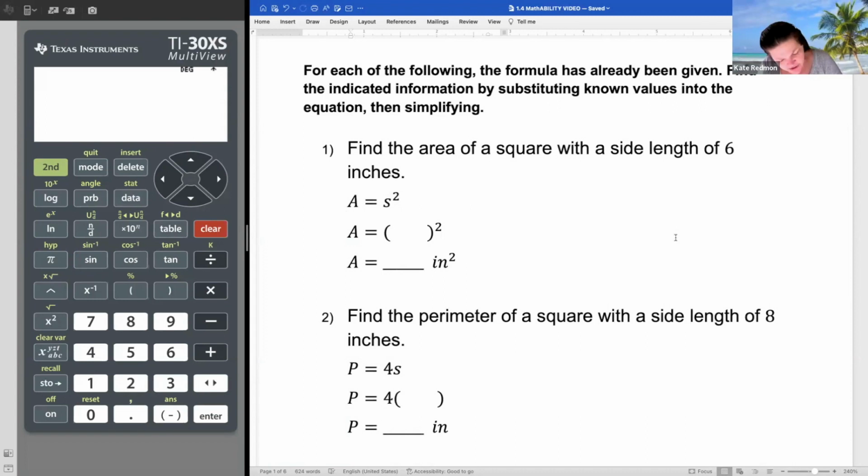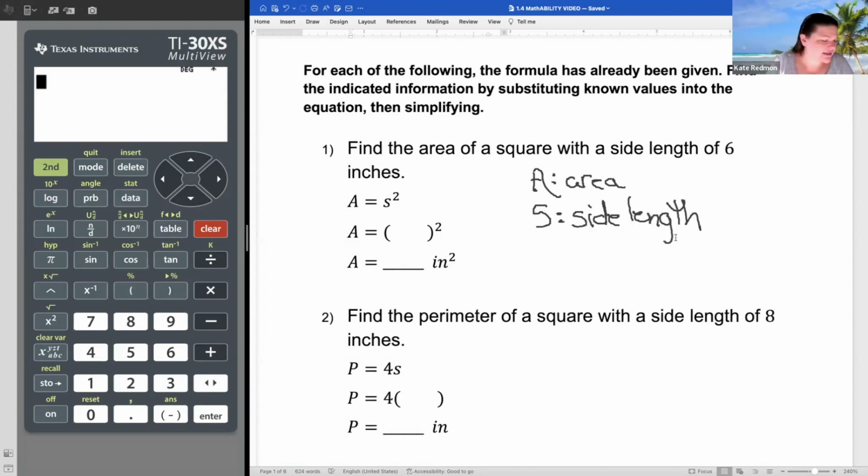So I'm going to take note of that here. If A stands for area and S stands for side length, yes, we can read this as A equals S squared, but we can also think of this as: to find the area, raise the side length to the second power.